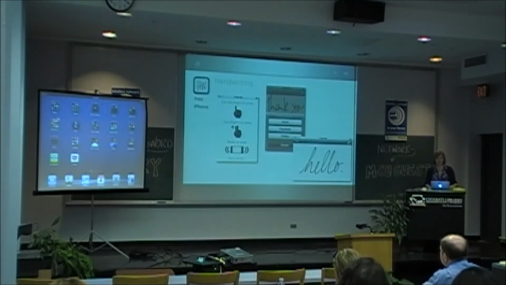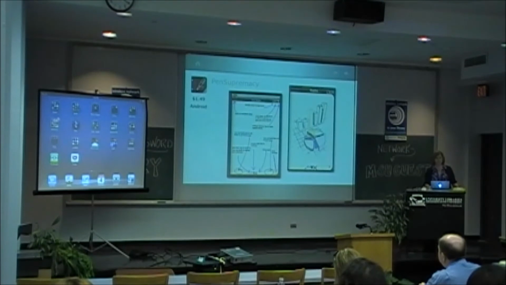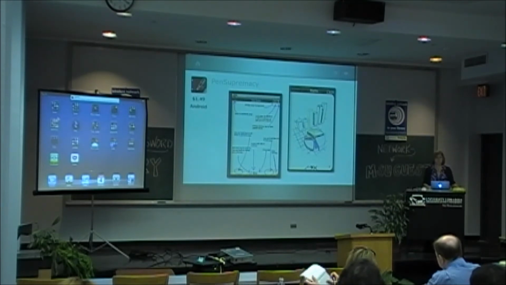There's also an app called Handwriting for the iPhone, because Penultimate's only for the iPad. And this one, I haven't tried it too much, but I've heard good things about it. Lets you draw little things and save them like signatures. And there's a number of different apps that do that, but this one's gotten a lot of good reviews. For the Android, we recommend Pen Supremacy, which is very similar to Penultimate and is getting good reviews.